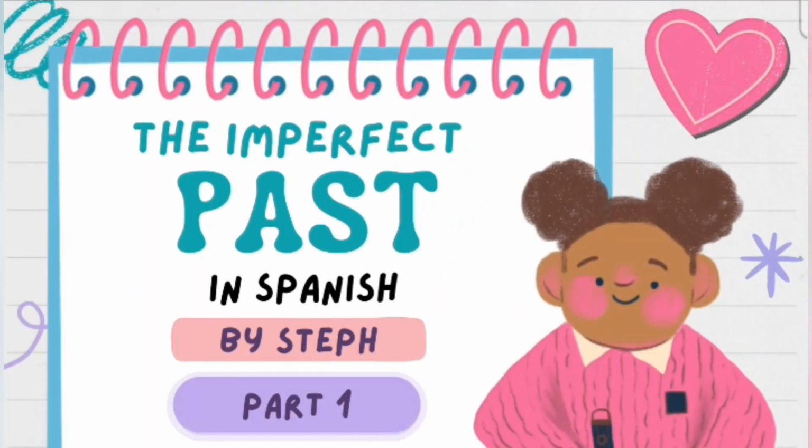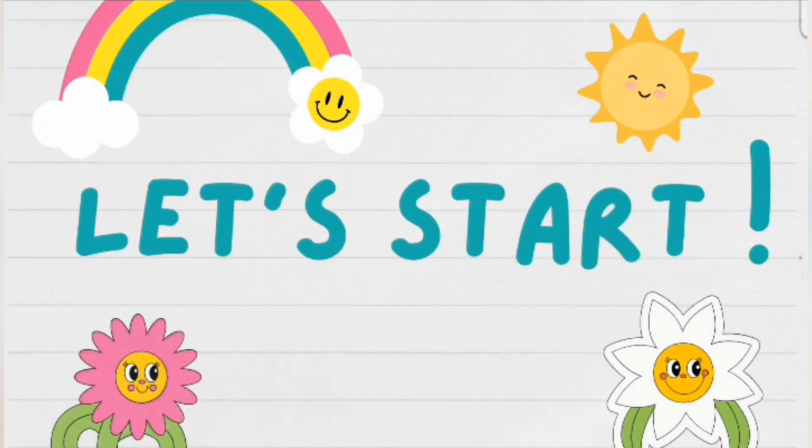Hey, hi guys. In today's lesson, we're going to see the imperfect past tense in Spanish. This is part 1, so let's start.